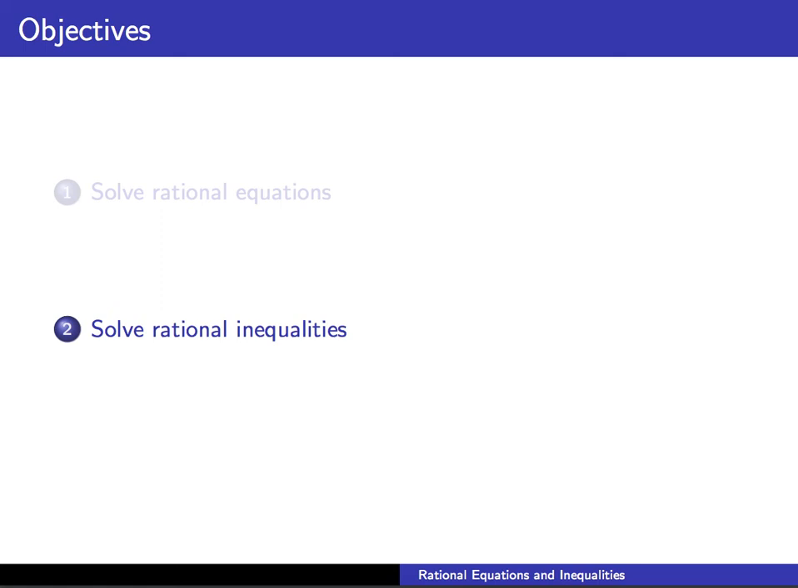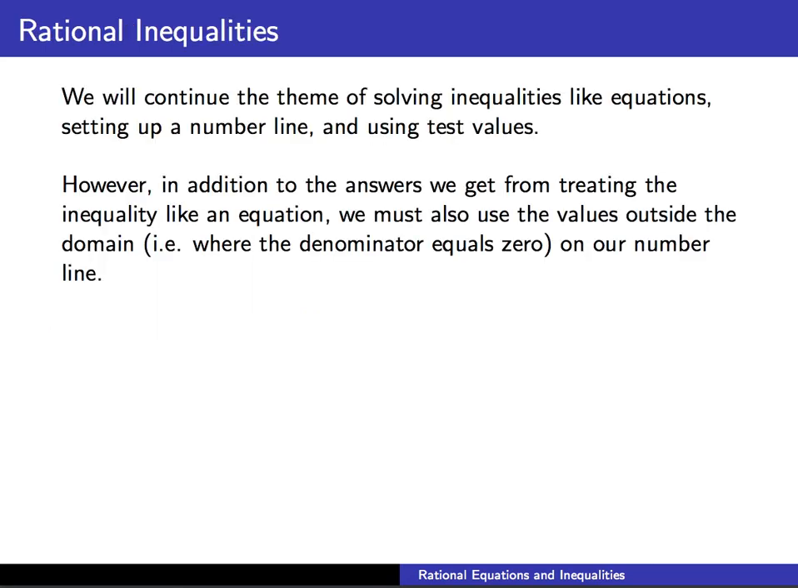In this video, we're going to look at solving rational inequalities, and we're going to continue the theme of solving inequalities much like equations, and then set up a number line and use test values. However, in addition to the answers we get from treating the inequality like an equation, so how we would solve it like we did in the previous videos, we're also going to have to consider the values outside of the domain. In other words, where the denominator equals 0 on our number line. So our critical values on our number line are going to be not only the solutions that we get to the equation, but also the values that would cause the denominator to equal 0.